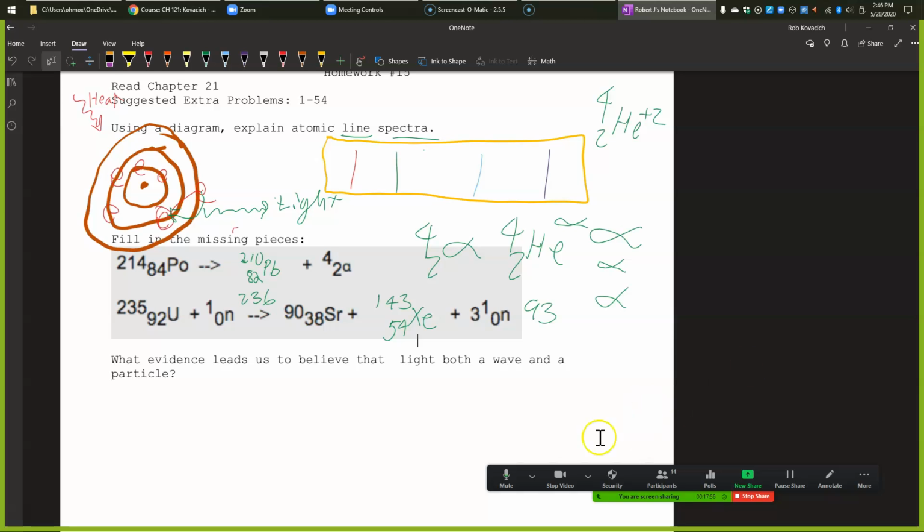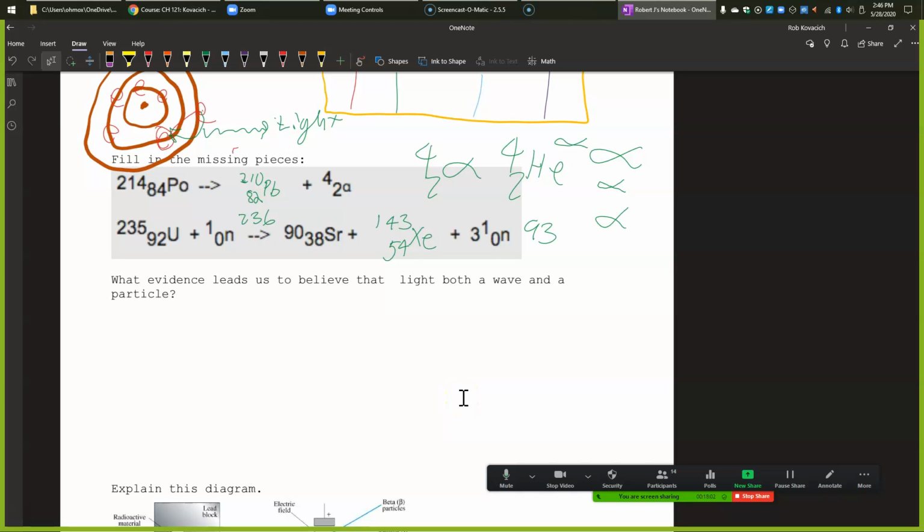Okay, so what about this? What evidence leads us to believe that light is both a wave and a particle? So light is a wave because, hold on. Oh, because refraction. I remember whenever it passes through something of different densities, it bends. And it also experiences interference. So light undergoes refraction, so that makes it act like a wave. Light undergoes interference, which makes it act like a wave. So light is a wave when it wants to be a wave.